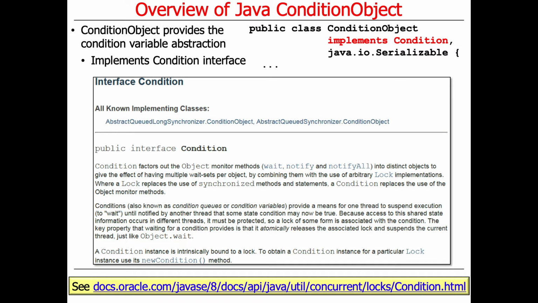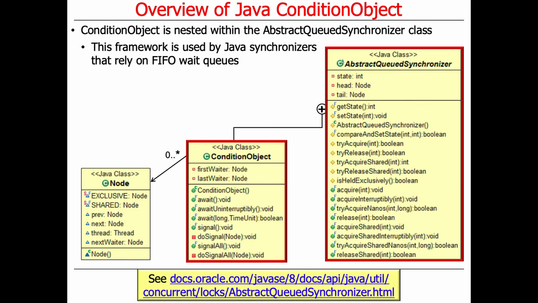The condition object class implements the condition interface. And a good thing to do is read the condition interface. It gives you some interesting insights as to how it works. Under the hood, the condition object is nested within the abstract queued synchronizer. Abstract queued synchronizer is this very powerful framework that's used by many of the other synchronizers in Java that require FIFO access to shared state. And so condition object is nested inside of it. That's the little nesting sign in UML.